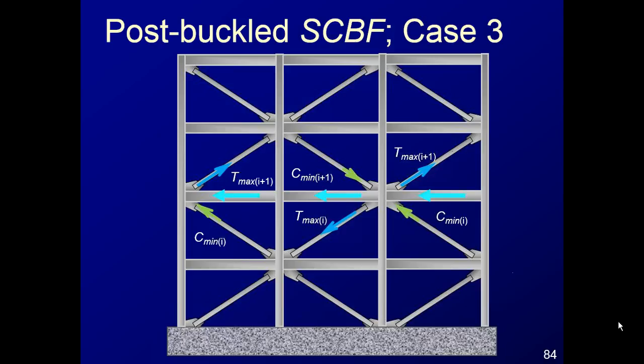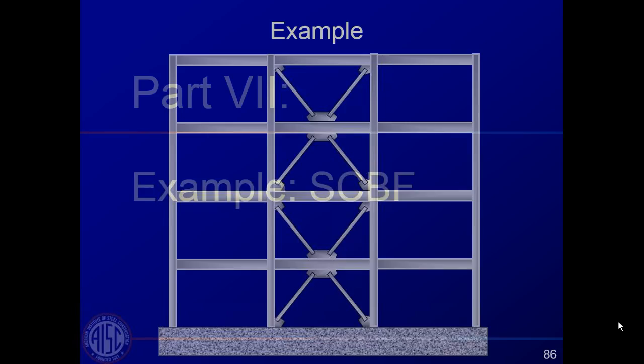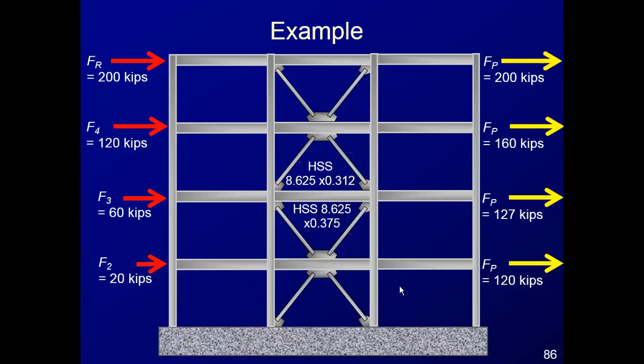All right, so now we're ready for the final example that puts it all together. For the special concentrically braced frame, here are the lateral forces that ASCE 7 gives us, the vertical force distribution. It's pretty much triangular. Here are the braces that we end up designing at these two levels. So this is the brace at level 3. This is the brace at level 2. And here are the F sub P forces that ASCE 7 gives us.